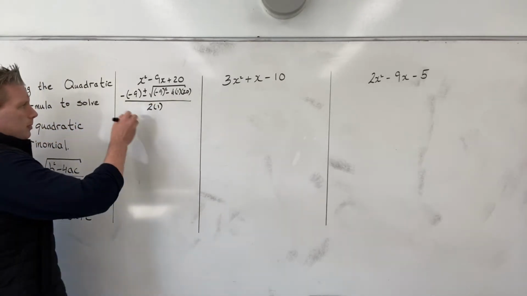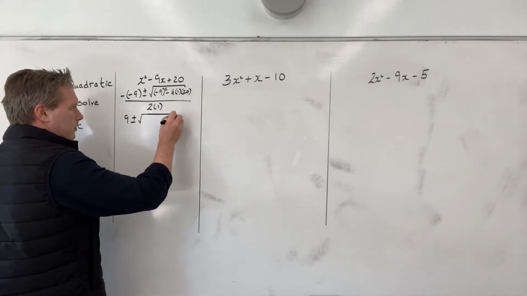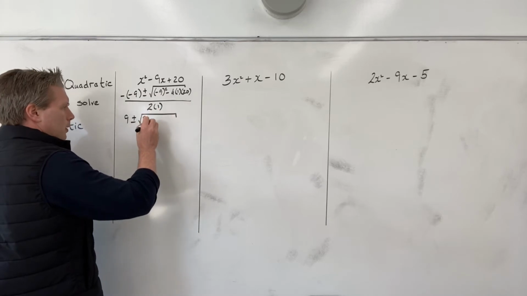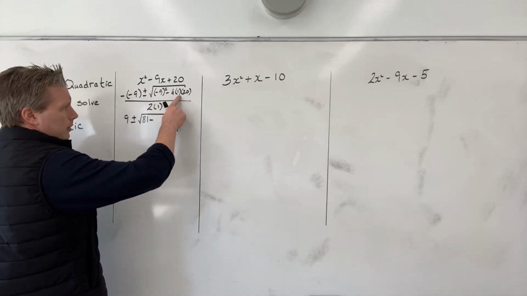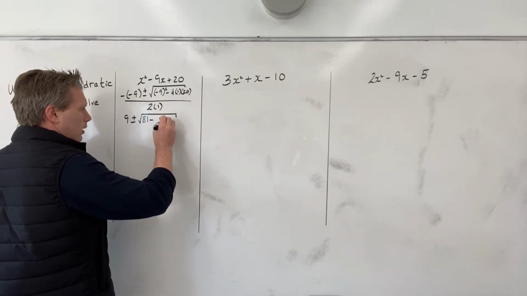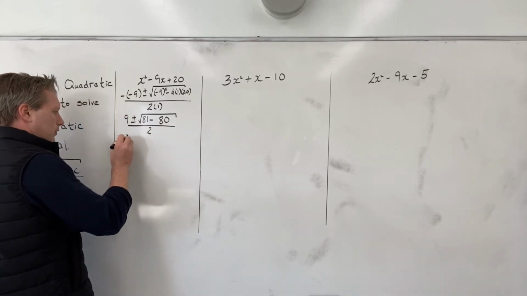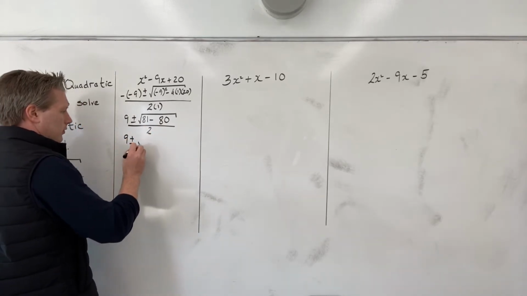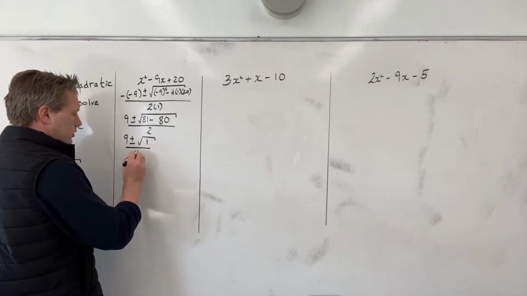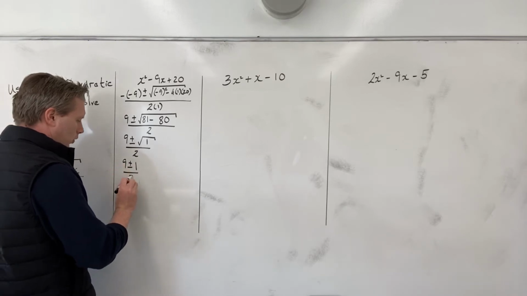Doing my algebra, I get positive 9 in front, plus or minus the square root of negative 9 squared is 81, minus 4 times 1 times 20 is 80. And so we have 81 minus 80, all over 2 times 1, which is 2. So I get 9 plus or minus the square root of 81 minus 80, which is 1, all over 2. That is 9 plus or minus 1, all over 2.